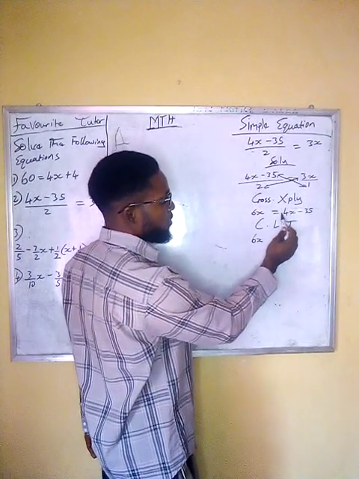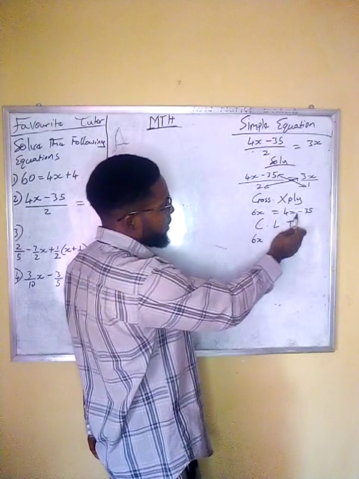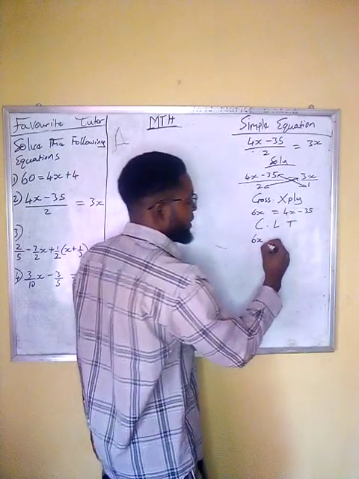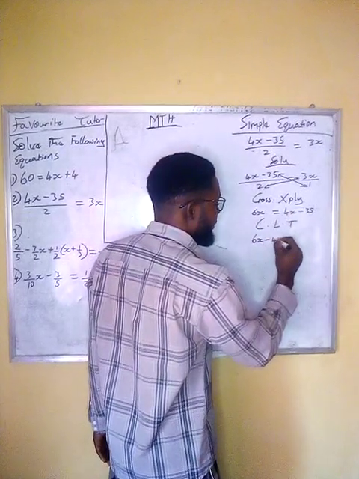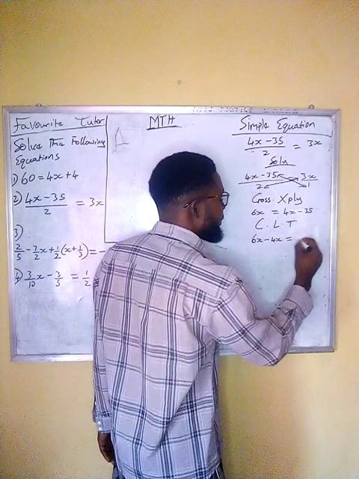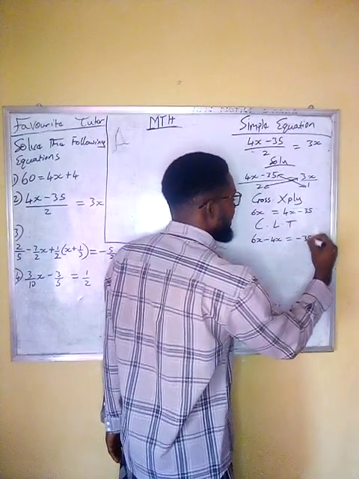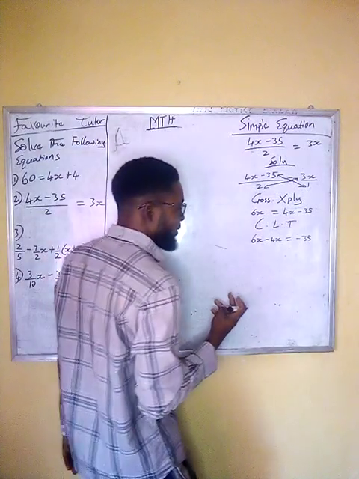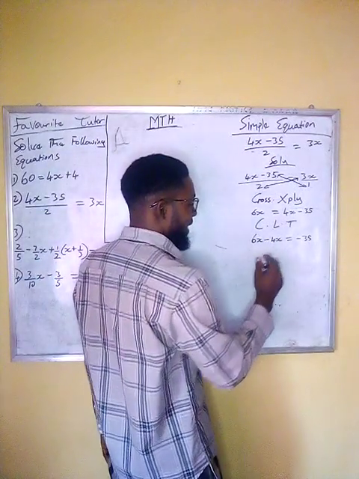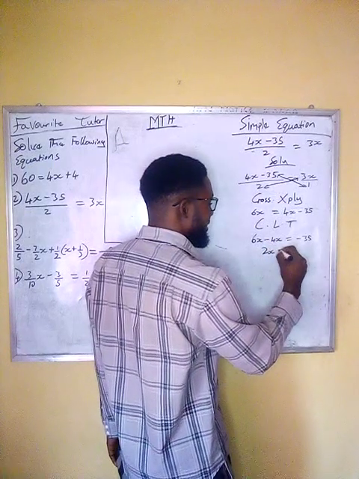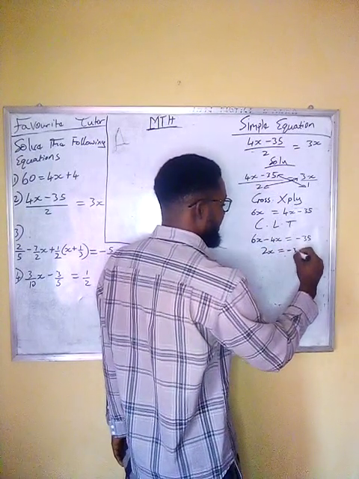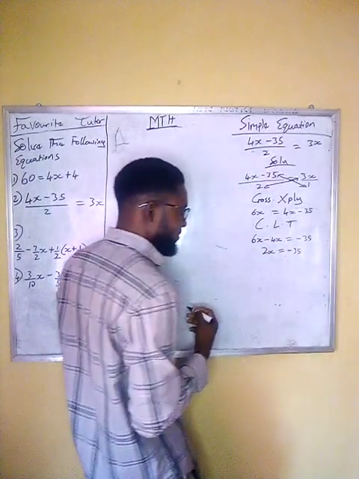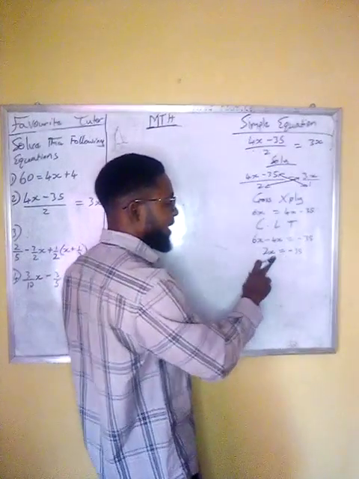4x right here is positive. So when it crosses over to the other side, it changes to negative: minus 4x equals minus 35. So let's continue. 6x minus 4x is 2x. This is 2x equals minus 35. We are solving for what? X.